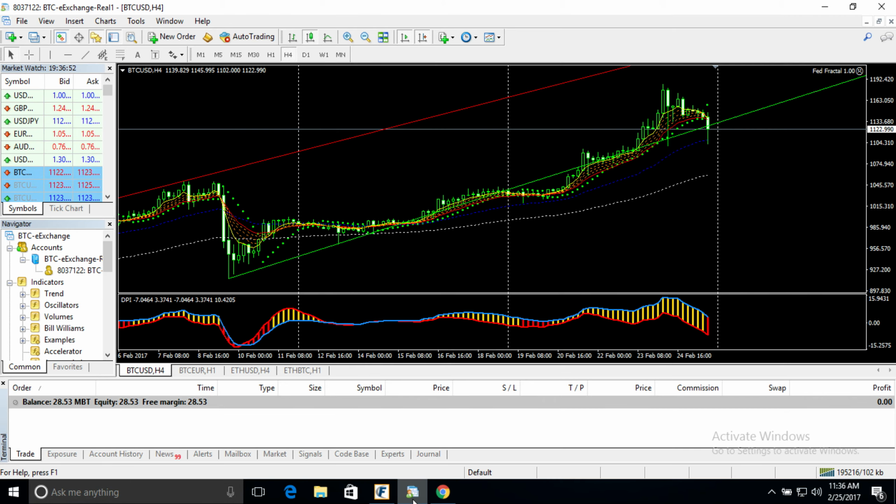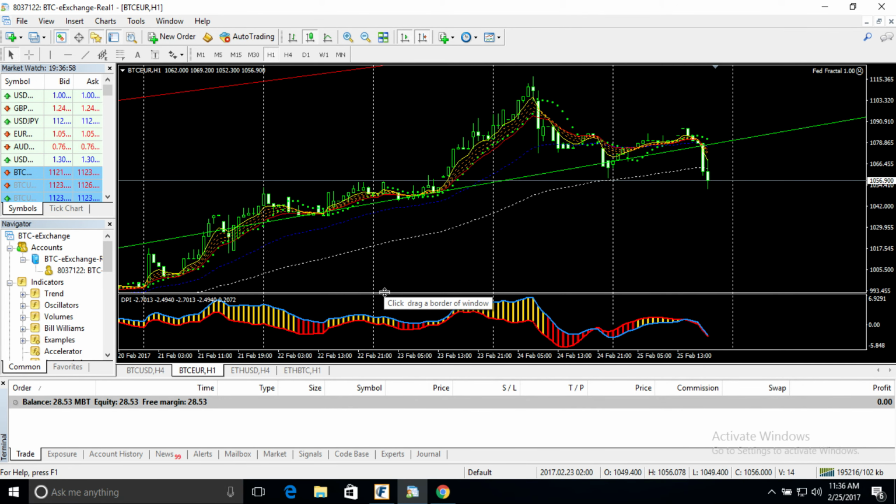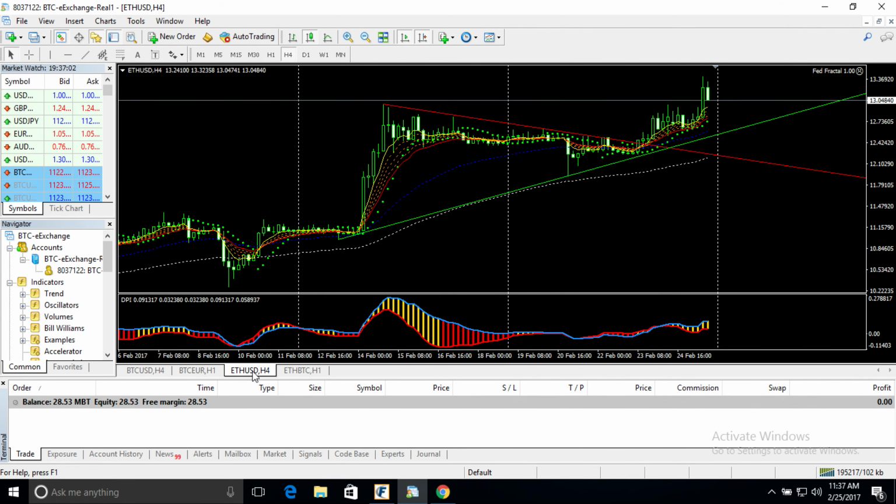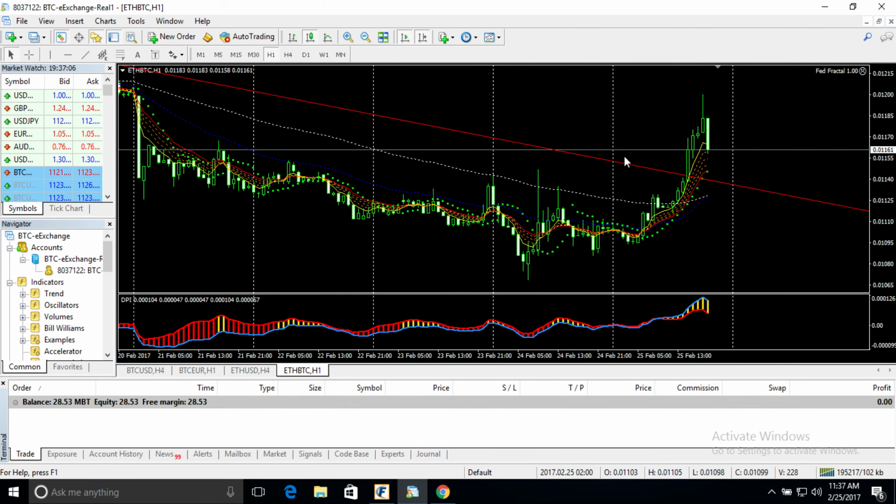Let's go through some quick examples. So this chart shows the value of Bitcoin relative to the US dollar. This chart shows the value of Bitcoin relative to the euro. This shows Ethereum relative to the US dollar. This shows Ethereum relative to Bitcoin.